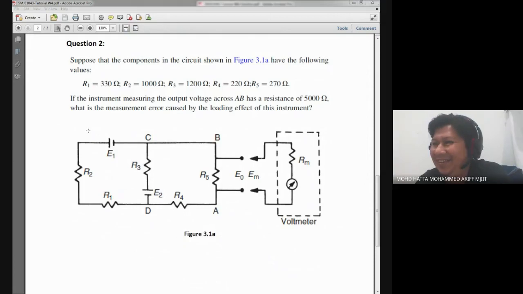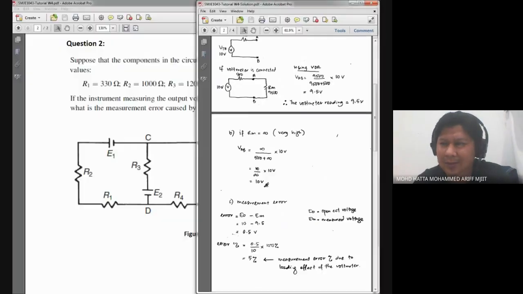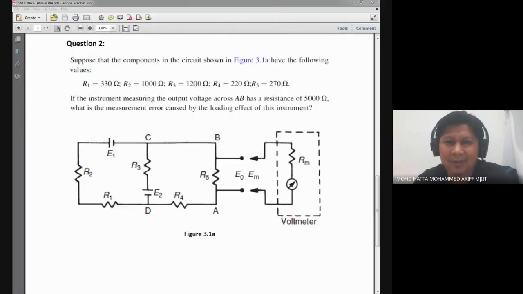Anyway, for question number 2, the circuit arrangement, if you look in this question, is somehow the same as we saw in the example that I showed on Monday, except that the value of the resistors over here is a bit different. And let's see what exactly we have. Okay, this is my answer.